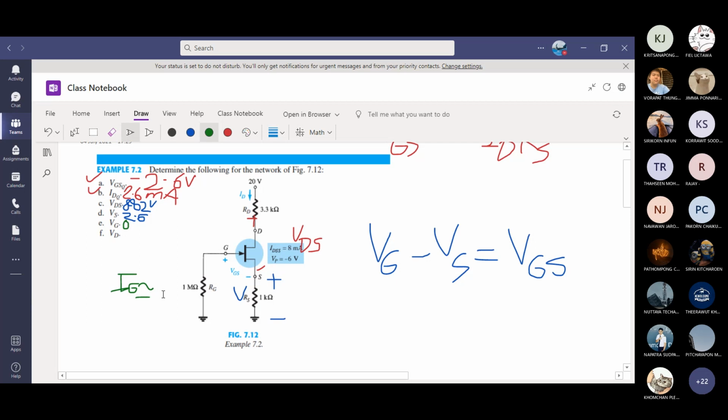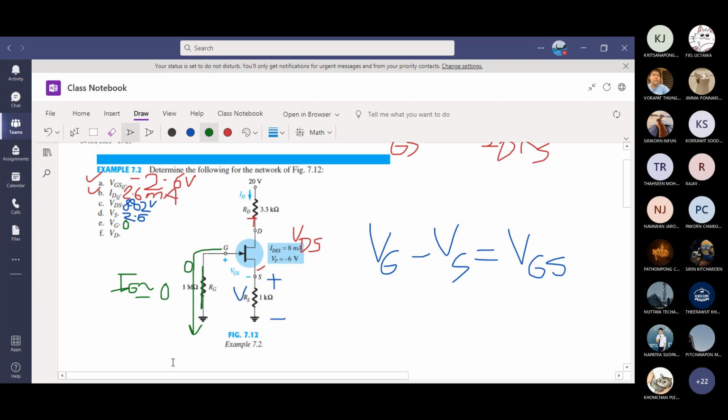IG approximation is 0. So what is the voltage drop here? IG times RG, what is it? 0 volts. We approximate the resistor with short. VG, the probe is measuring from G to ground, so VG is 0.